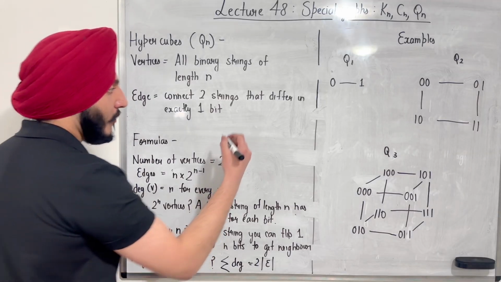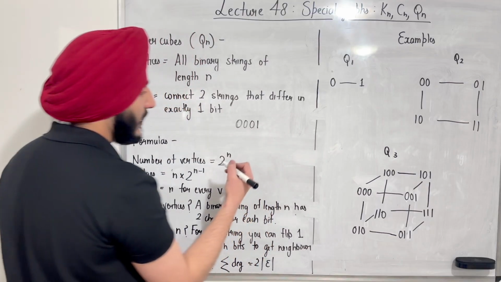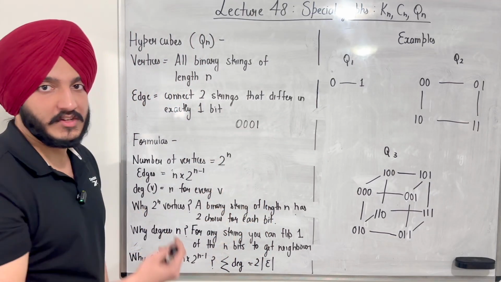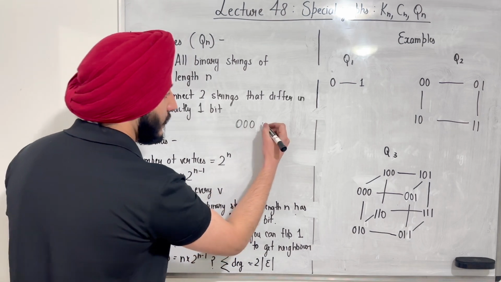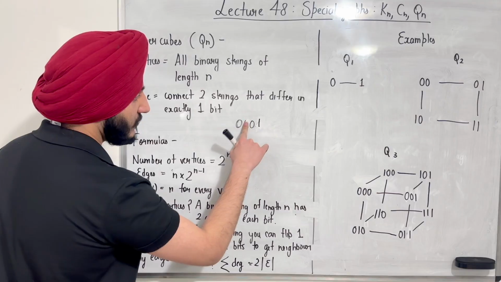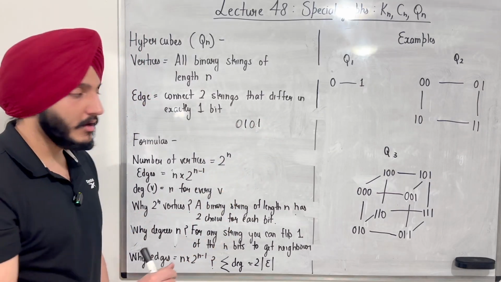Now, differing by 1 bit basically means that, let's say you have something like 0, 0, 0, 1. Differing by 1 bit would mean you just change one of these bits. So I can change this one to 0, or I can change this 0 over here to 1. But the problem is that I can only change 1 bit.